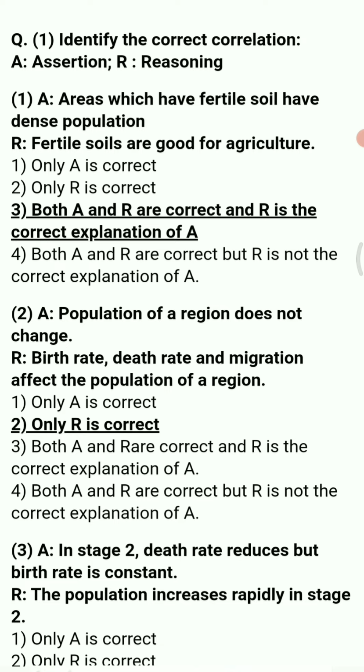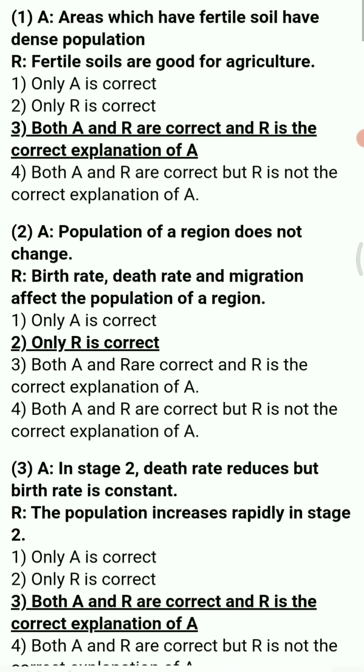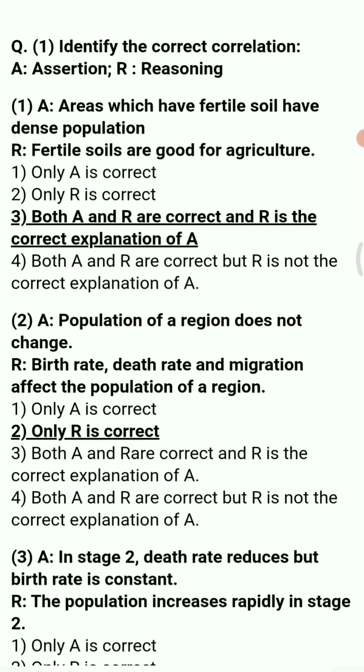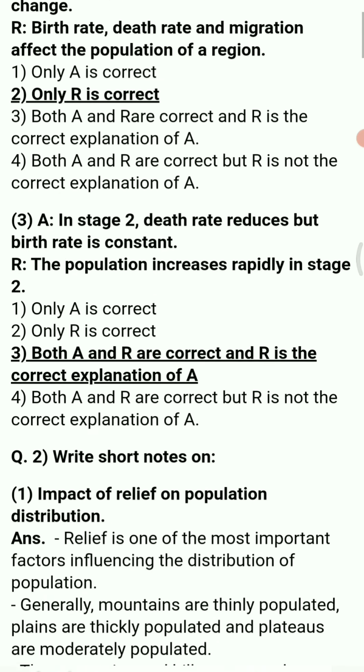Now let us move to question number 2, that is: population of a region does not change. And the reasoning given is: birth rate, death rate and migration affect the population of a region. Definitely birth rate, death rate and migration affect the population. This is exactly true. But population does not change, so this is wrong. Population keeps on changing. It is never even. There is always a plus and minus because of birth and death in the population. So only the reasoning is correct. Hence, only R is correct. This is the right answer.